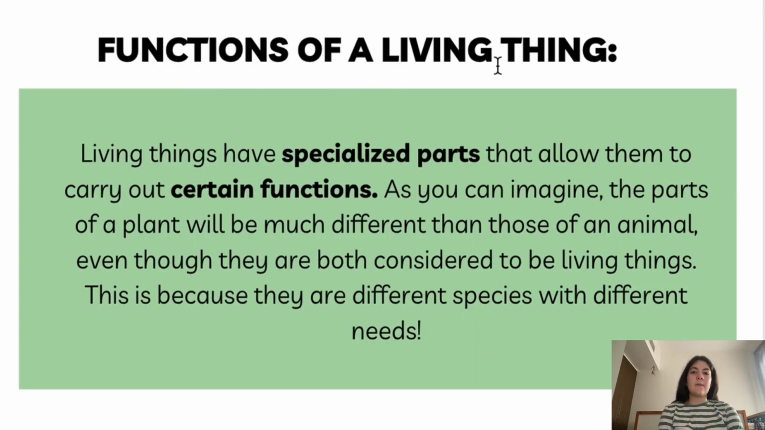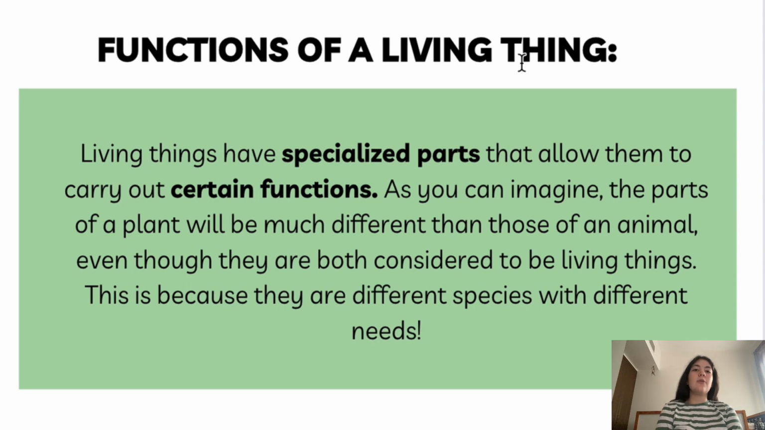Functions of a living thing. Living things have specialized parts that allow them to carry out certain functions, specific jobs basically. As you can imagine, the parts of a plant will be very much different than those of an animal, even though they are both considered to be living things. And this is because they're different species with different needs.